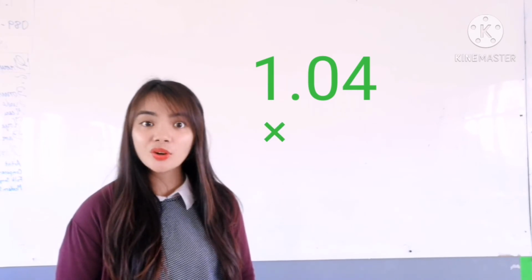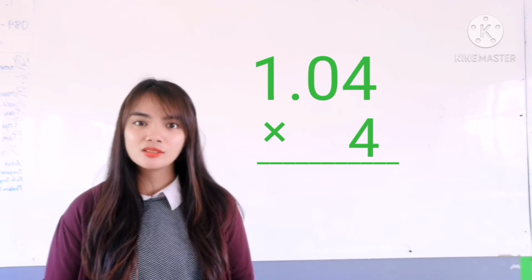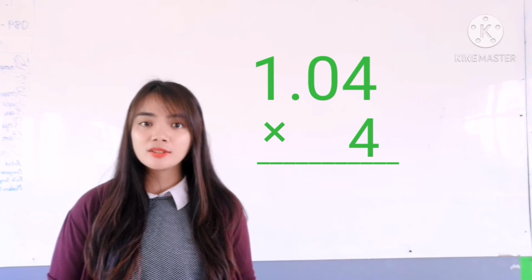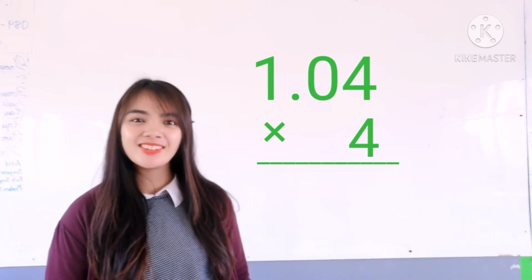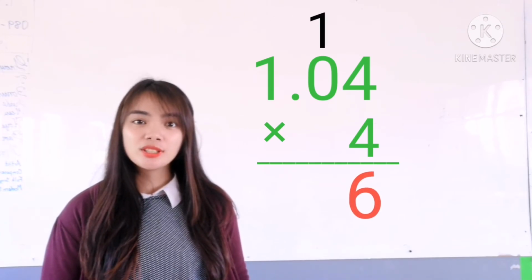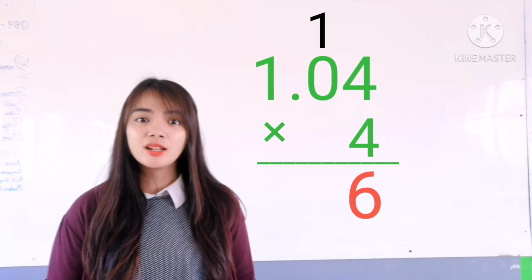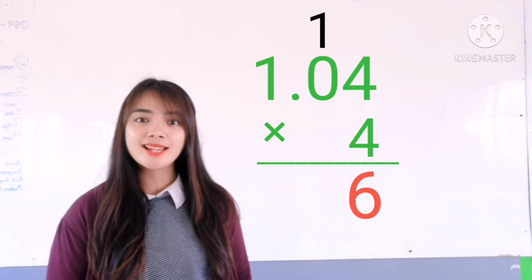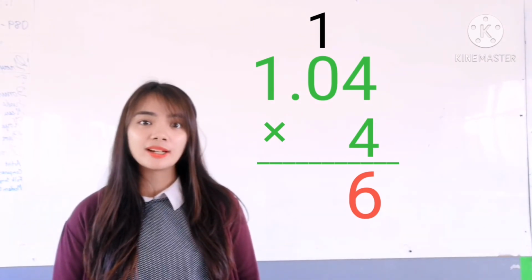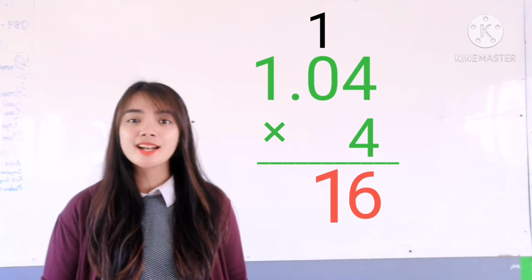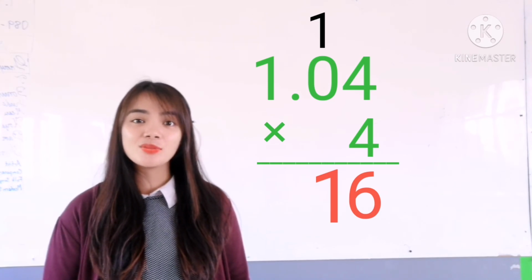So we have our second example, 1.04 times 4. Again, we have to start multiplying from our right. So 4 times 4, that is equivalent to 16. So we put 6 into our answer. Then we carry 1. So 4 times 0 is equivalent to 0, so we can just get the carried number and put it into our answer. Then we have 4 times 1, that is equivalent to 4.